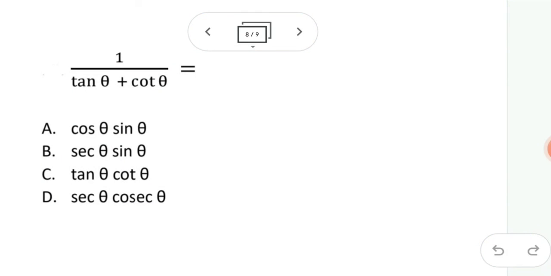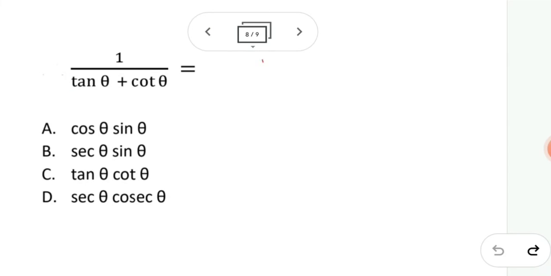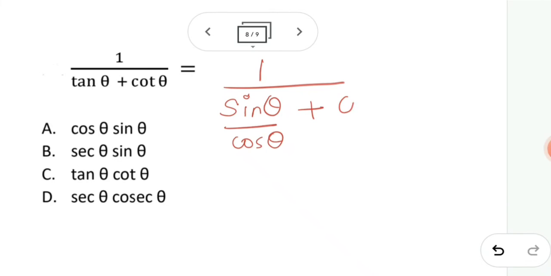Now let's practice one question related to this. Now here we are given 1 upon tan theta plus cot theta equals to. We have to simplify this and find out which of these 4 options is the result of this. Now let's simplify it. We know tan theta can be written as sine theta upon cos theta. We have just discussed before. And we know cot theta can be written as cos theta upon sine theta.